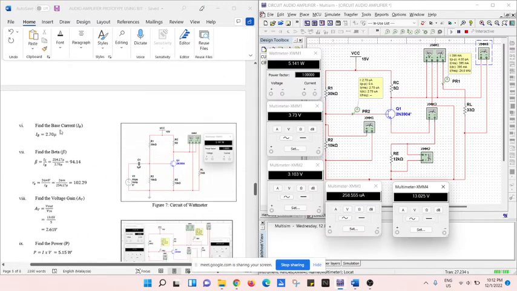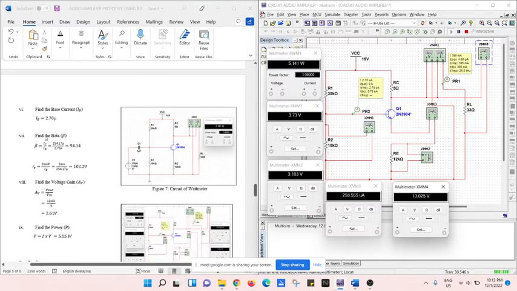Next, find the base current IB. IB is equal to 2.70 microampere. I'm using a current probe here, 2.70 microampere. Next, find the beta. Beta is equal to IC divided by IB. I get 94.14. re is equal to 24 milli divided by IE. The value that I get is 102.29.